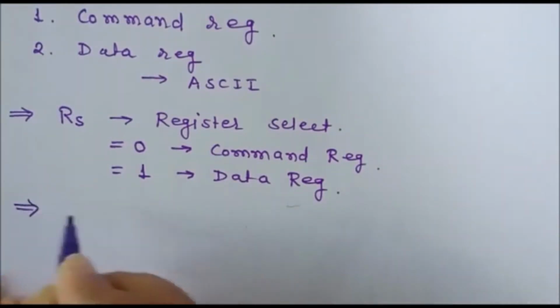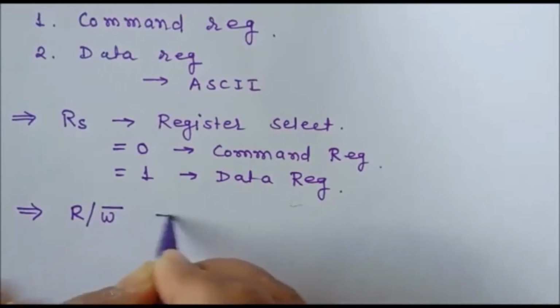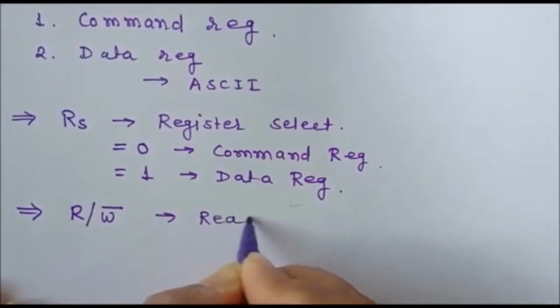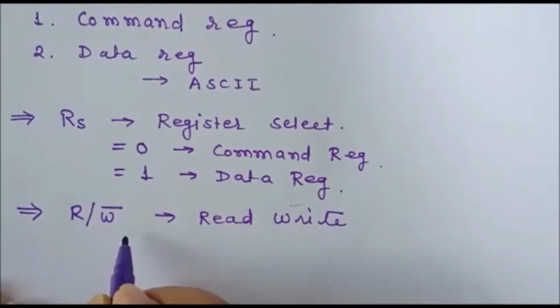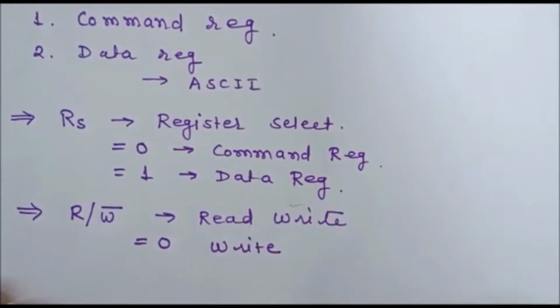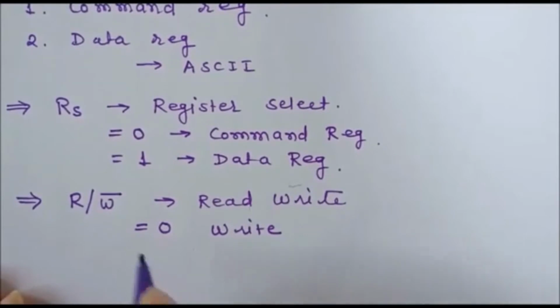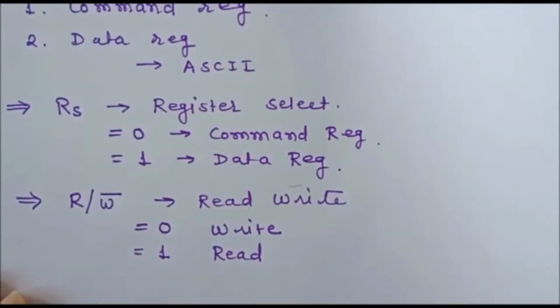The second control signal used for LCD is R/W bar, that is the read-write signal. Generally, we perform a write operation. So when this read-write signal terminal is at logic 0, write operation is performed. That means we can write command or we can write data in command or data register. When it is 1, we can read data from LCD. We can read signals from LCD.